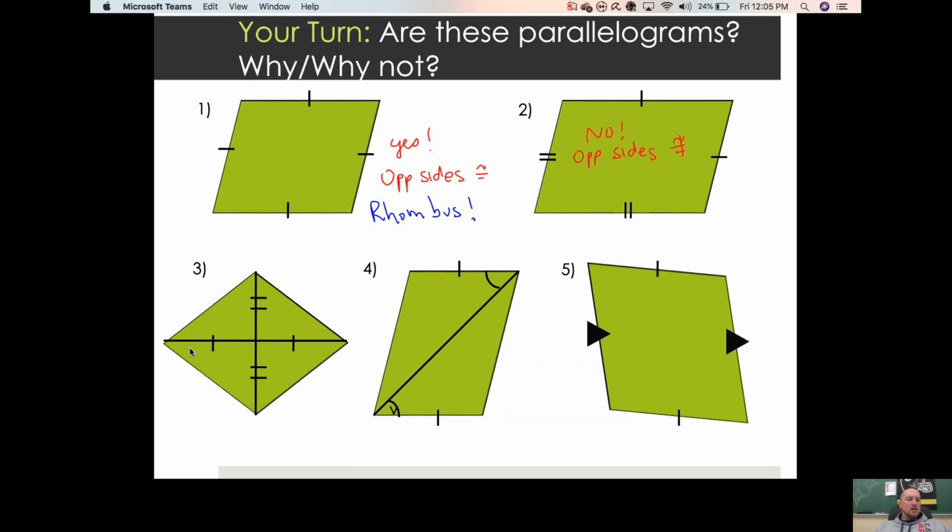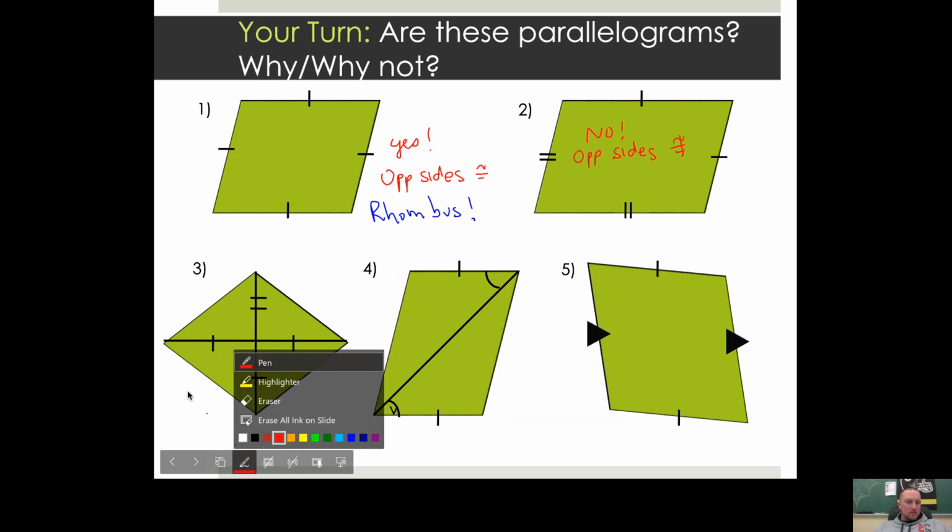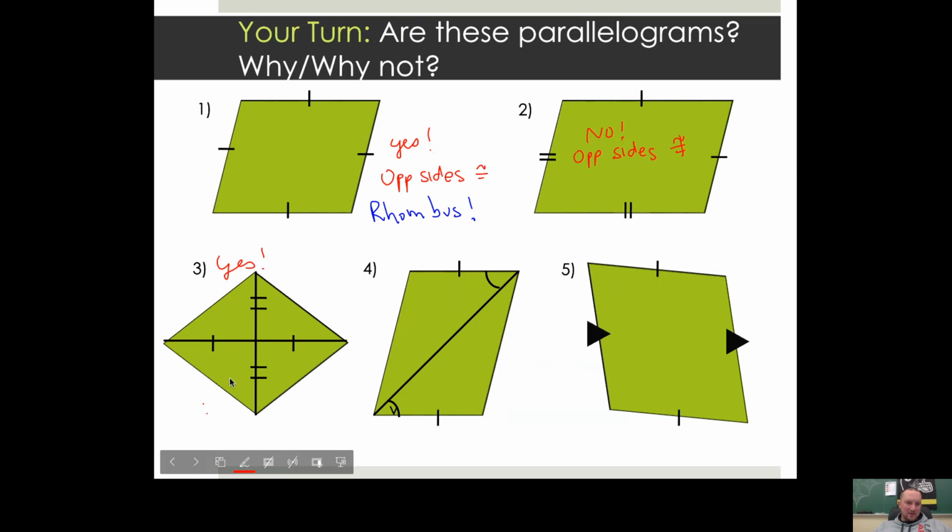Number 3, here's a 4-sided figure, and I notice that this diagonal is bisected because these pieces are the same length. Also, this diagonal gets bisected because those pieces are the same length. So this is a parallelogram. Okay, so yes, that's a parallelogram. The diagonals bisect each other.